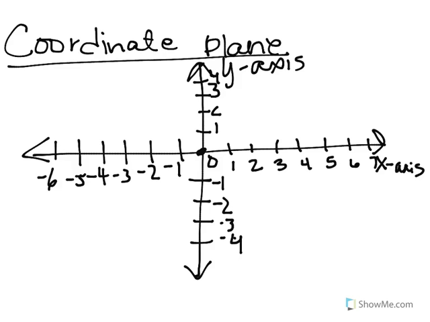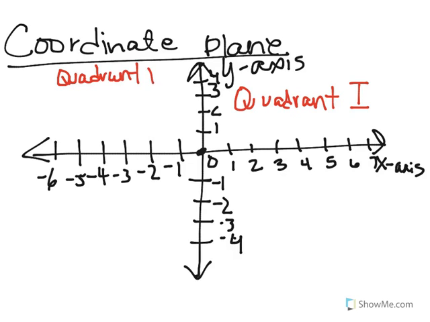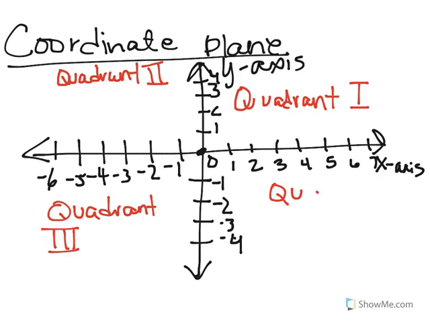Now, when you have a coordinate plane, it has 4 quadrants. If you notice, there are 4 different areas. And so we have quadrant 1, and we use Roman numerals. And we go counterclockwise. So we have quadrant 2, quadrant 3, and then quadrant 4. Majority of 6th grade is only going to focus on quadrant 1 right now, but you are still expected to know all 4 quadrants and the relationships that each of them have.